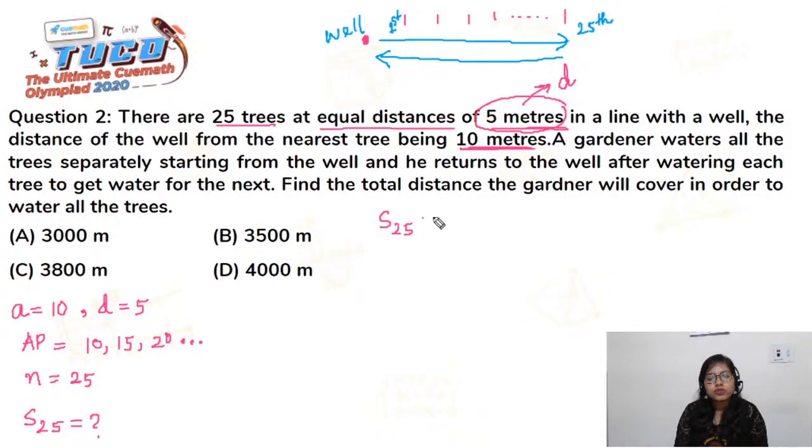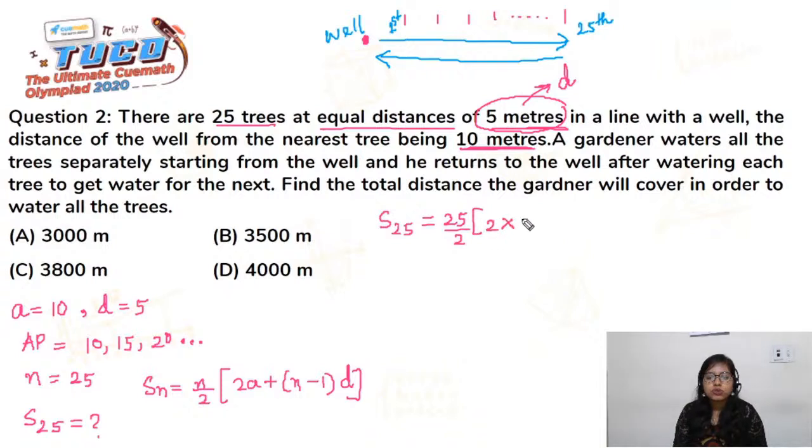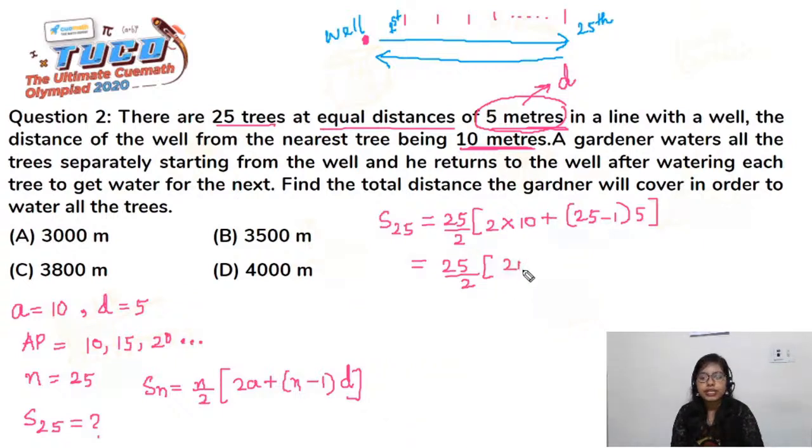We know that Sn is equal to n over 2 times 2a plus n minus 1 times d. So S25 is going to give us 25 over 2 times 2a, which is 2 times 10, plus 25 minus 1 times d. What's d? D is nothing but 5. So from here, 25 over 2 times 20 plus 24 times 5.